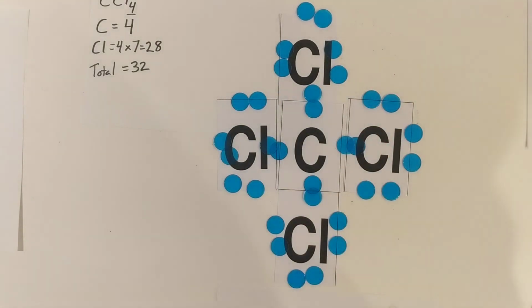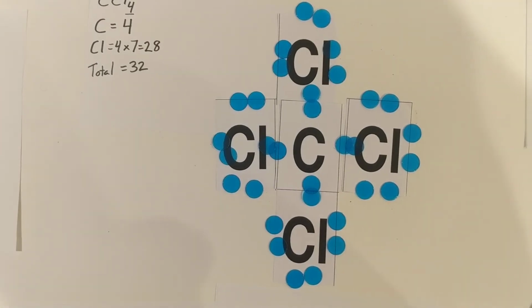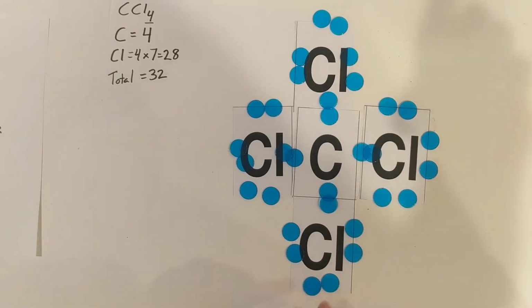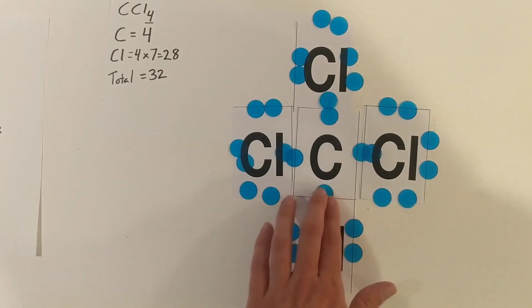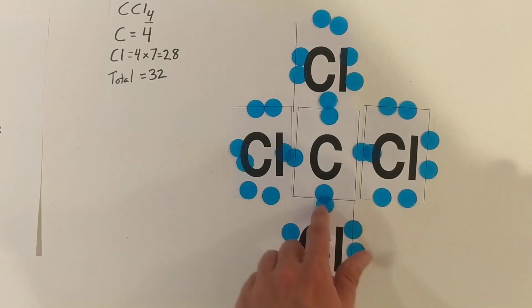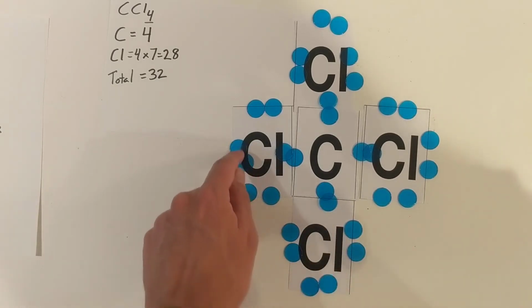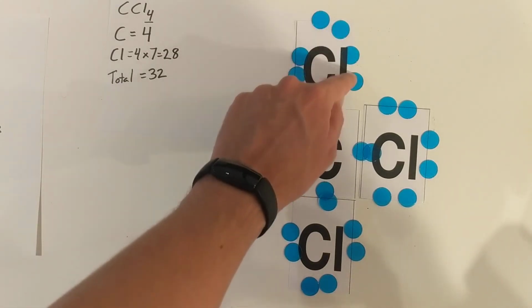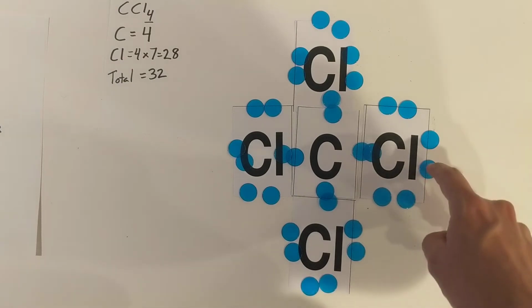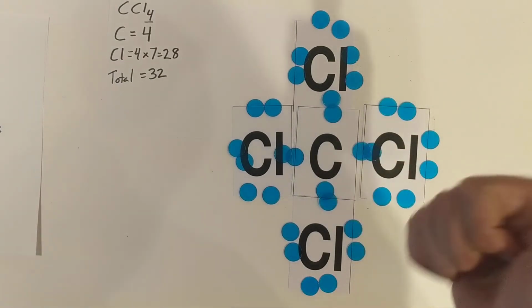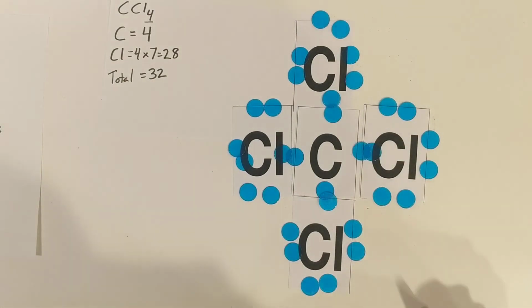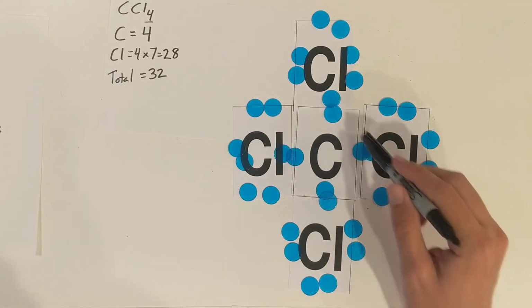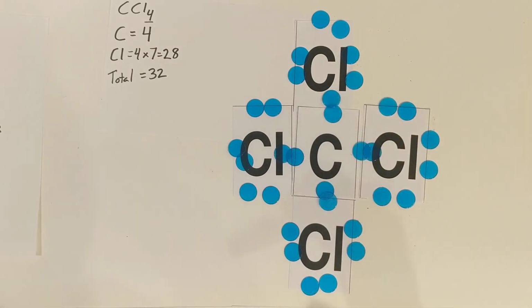And if we count everything up, we'll count the bottom one first. 1, 2, 3, 4, 5, 6, 7, 8. That chlorine's happy. 1, 2, 3, 4, 5, 6, 7, 8. Yep. 1, 2, 3, 4, 5, 6, 7, 8. That one's happy. 1, 2, 3, 4, 5, 6, 7, 8. Check. And then we just have to check our carbon. 1, 2, 3, 4, 5, 6, 7, 8.